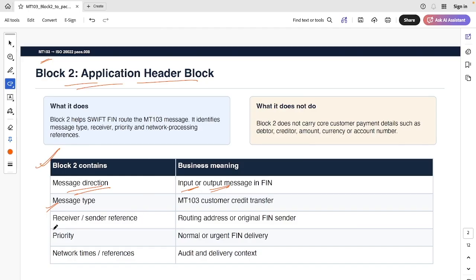The third item relates to the receiver or sender reference. In an input block, we normally see the direct receiver, whereas in an output block, you will see the original sender, inside a network generated reference called the MIR, which we will discuss in the upcoming slide. The fourth item is the priority, which tells SWIFT whether the message should receive normal or urgent delivery treatment. And finally, Block 2 contains network times and references. These are useful for audit, tracking, and operational investigation.